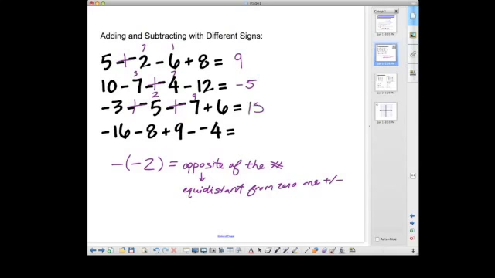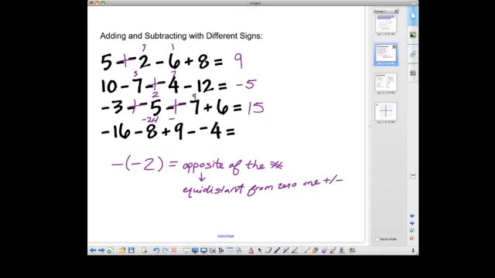Our last example, negative 16 minus 8. Now, we have two negatives here. So we're going to add them together, and it's going to be a negative number. Negative 16 minus 8 is negative 24. Negative 24 plus 9. Now, we're at a negative number, and we're adding, so we're moving back towards the 0. 9 spaces from negative 24. So we're going to be at negative 15.